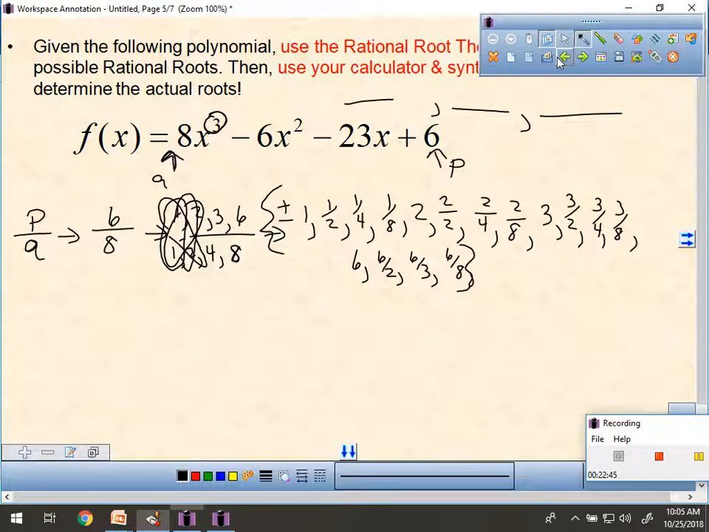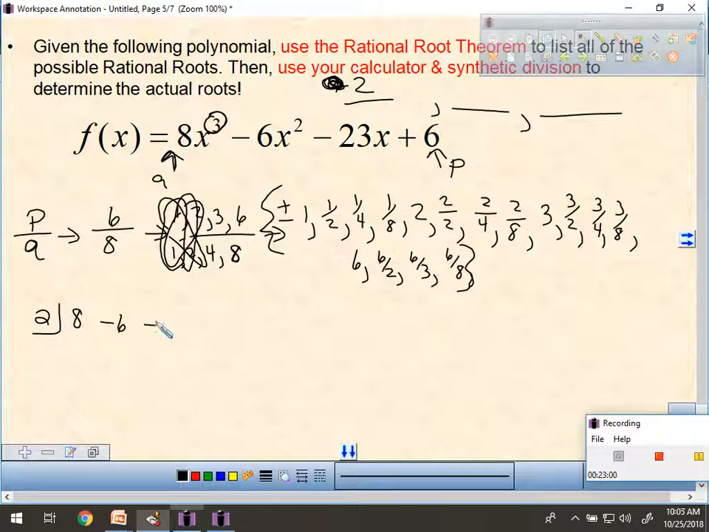All right, so -2 was one of my answers. So I'm going to go ahead and put that right. Not -2, positive. I keep on saying -2. Positive 2 is one of my answers. So let's do synthetic division. It shouldn't be a surprise it works out, but let me put in positive 2. So I'm going to have 8, -6, -23, and 6.